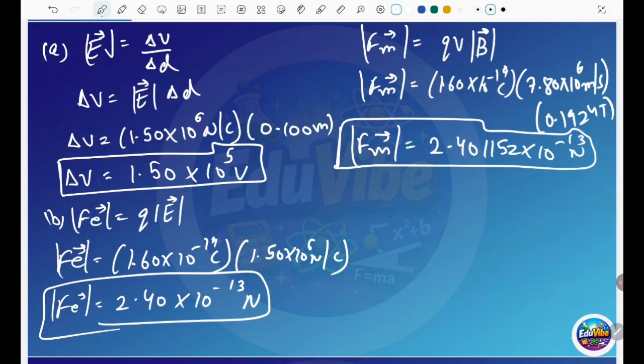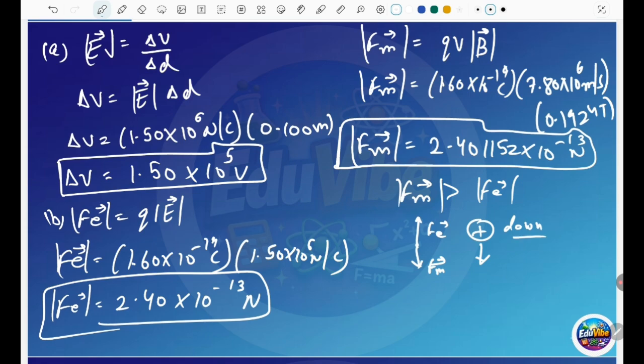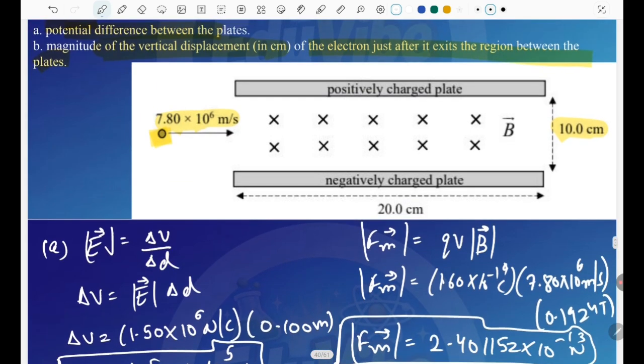So both are fine, and which is the greatest one? Fm is greater than Fe. So what does this mean? If Fm is greater, this means Fe, which is the electric field, goes up, and the magnetic force, the Fm, goes down. So we get positive as down, which is downwards. So basically, what's happened is this electron goes towards this. So that's the main thing.